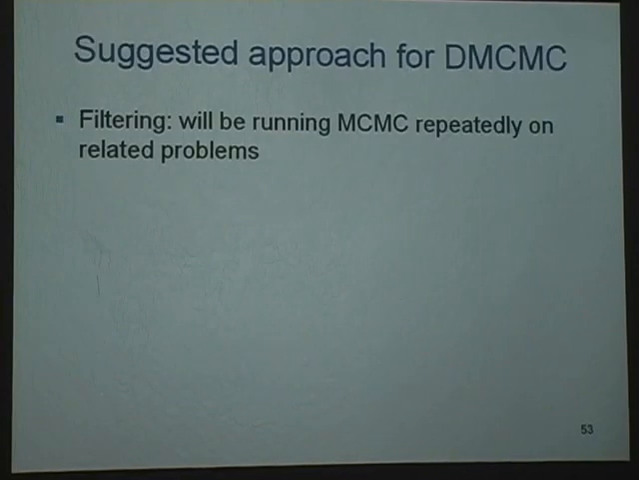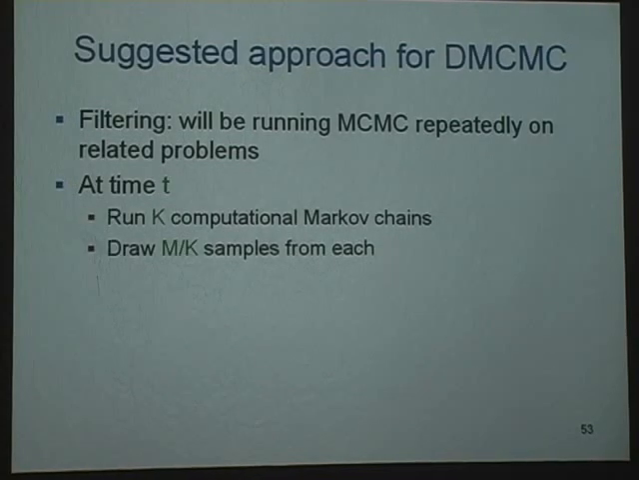For our setting, there are some particular constraints in the problem, which is that we will be running MCMC repeatedly on related problems if we're filtering. That is, at time t, we run MCMC given the evidence up to time t. At time t plus 1, we get a new observation and run MCMC again. So we will have these related problems. And because of that, that suggests having parallel chains. So at time t, we're going to run k computational Markov chains for some parameter k and get some samples from each one.